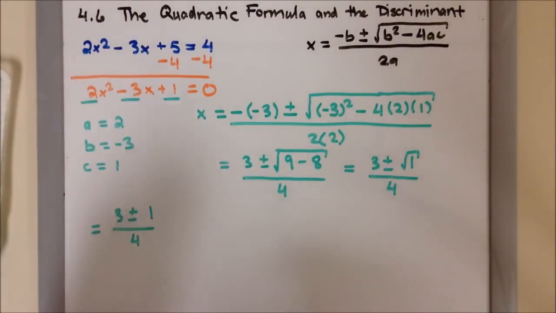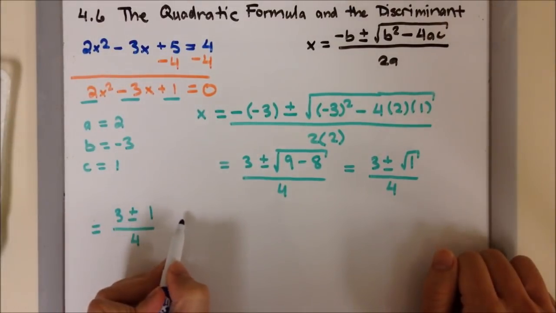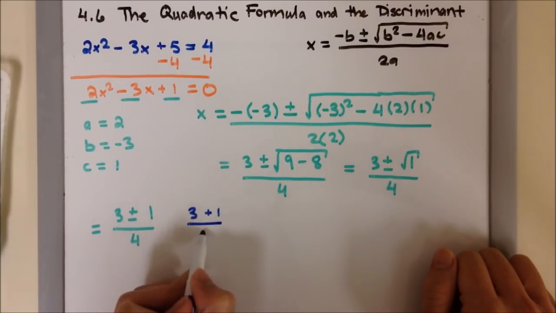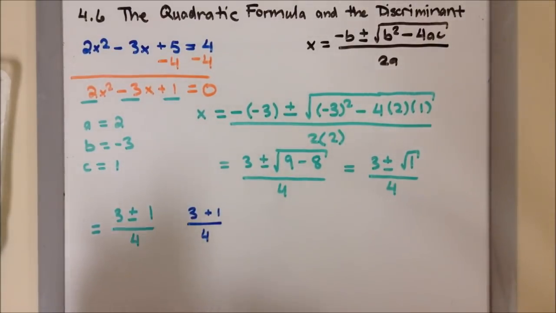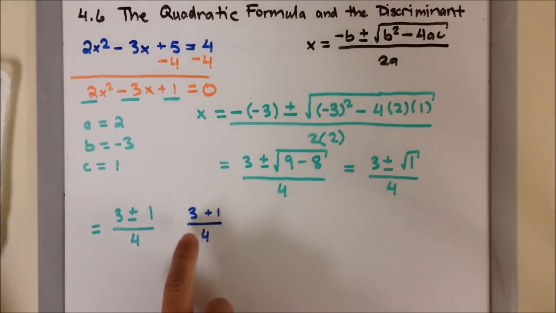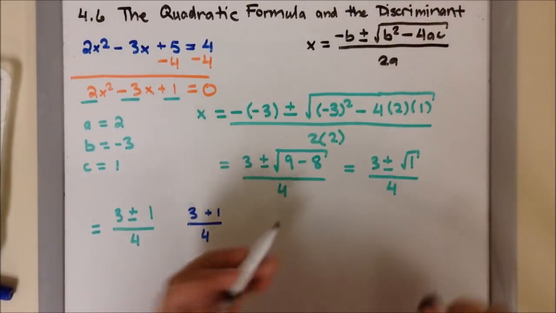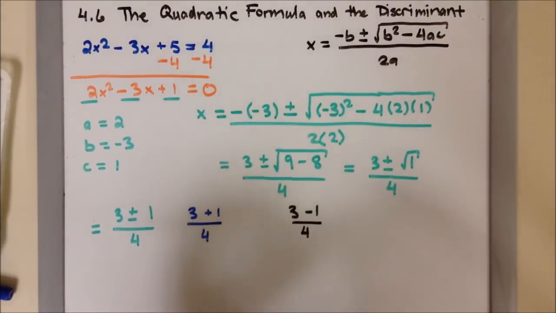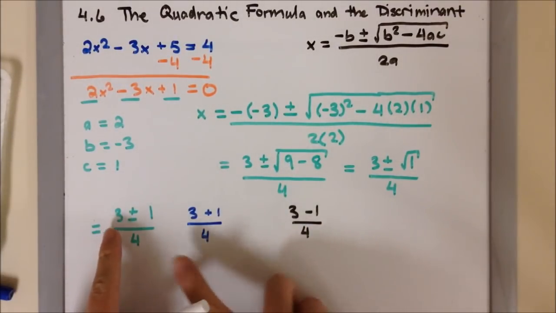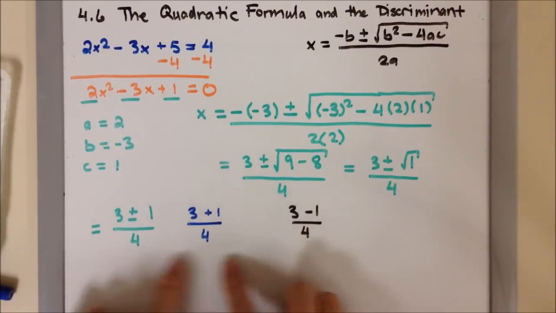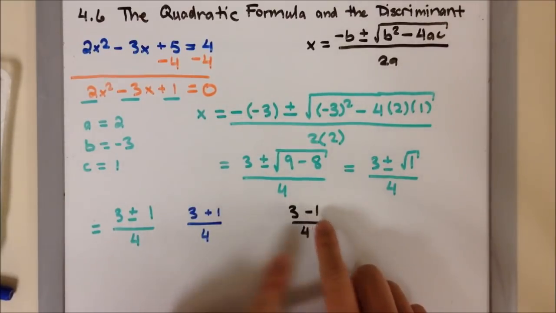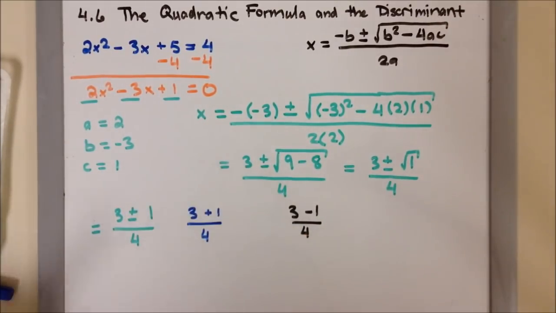Now my first part, I'm going to work with the plus. So it's going to be 3 plus 1 over 4. And then the second one is the minus right here. So I'm going to write 3 minus 1 over 4. So my numbers stay the same as the original: 1, 1, 1, and then 4. The only difference is that this one has a plus from the original, and this one right here has a minus from the original.